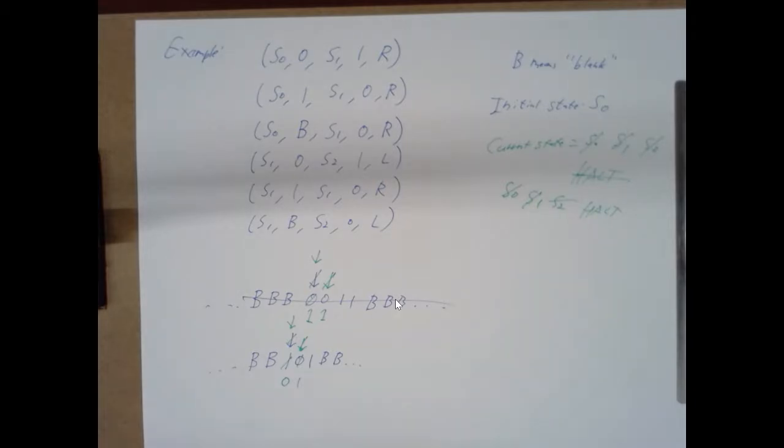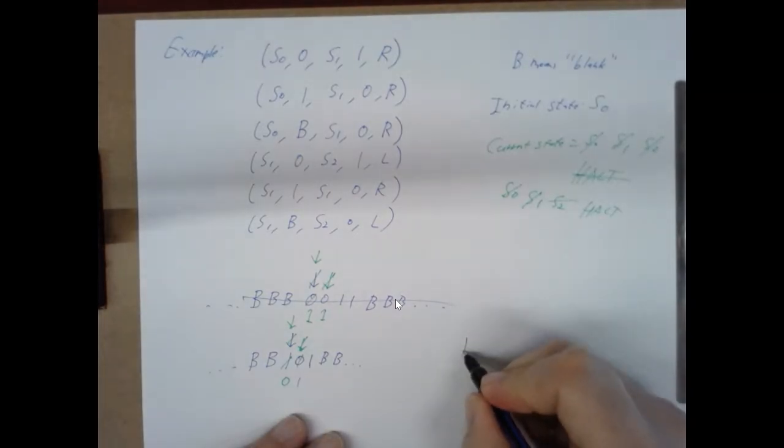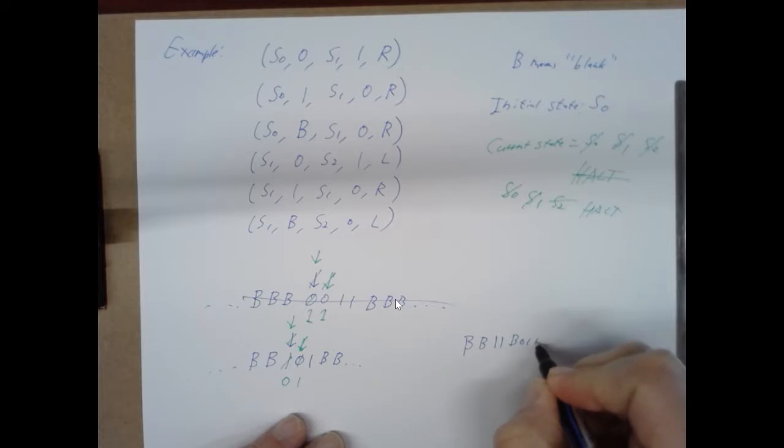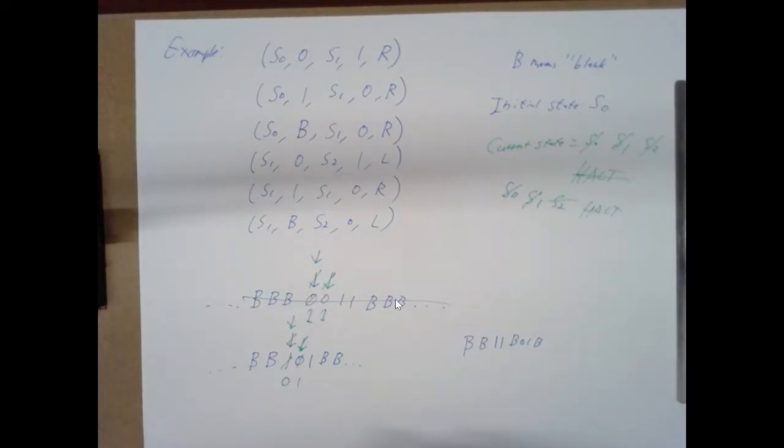Looks like it toggles the bits unless it's blank, in which case it writes a 0. There's that one case where S1 goes right. Oh, I don't know. Let's find out.